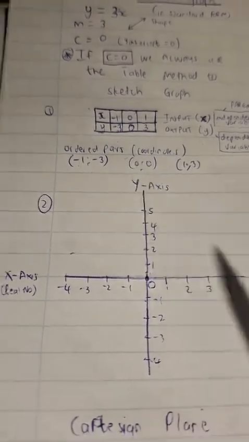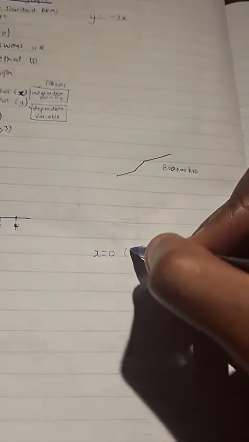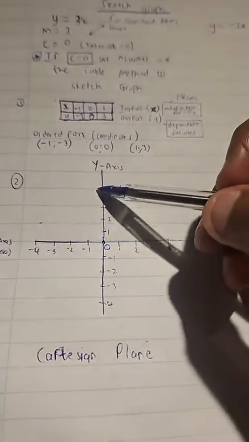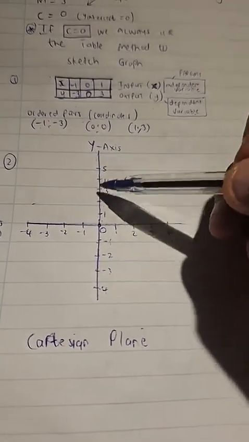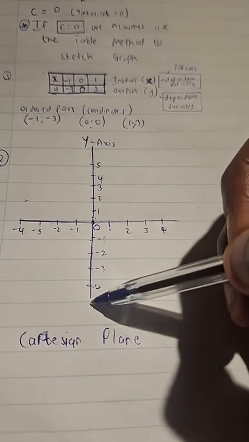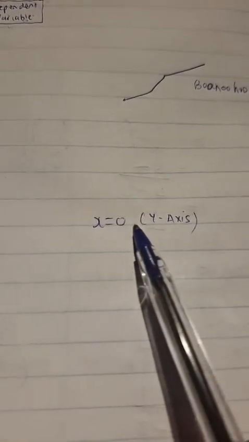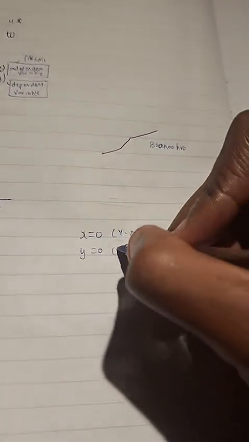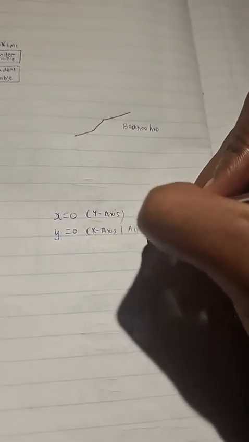So this is x. X is equal to 0, guys, represents the y-axis, all of it. So whenever you're talking about x is equal to 0, you're talking about the entire y-axis, right? But the minute you say y is equal to 0, then you are talking about the entire x-axis, all of it.